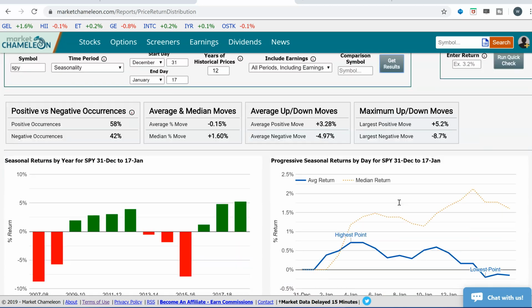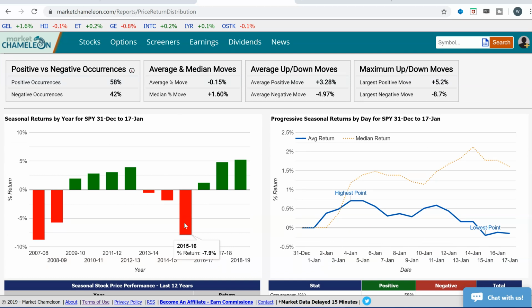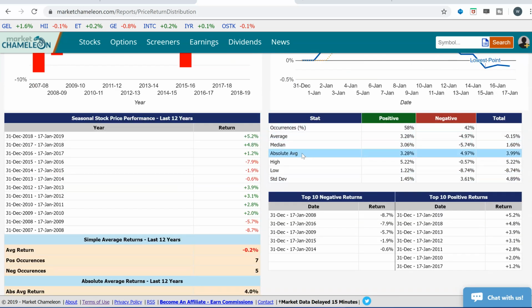Let's come down here, and you could see the magnitude of moves. Last year it was 5.2% positive, 4.8% positive, and 1% positive the year prior to that. Here, it didn't move enough, only 1.2%. You could see on 2016 it moved down as much as 7.9%. So let's take the absolute average of all these moves. We're converting the negative moves to positive and averaging them all out to get the magnitude of the move. Here we could see the absolute average move for the seasonality has been 3.99%, almost 4%.